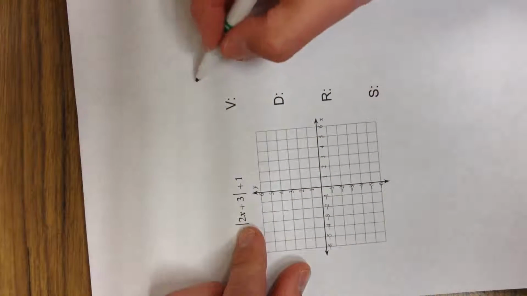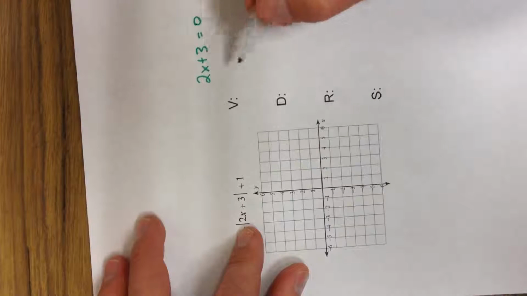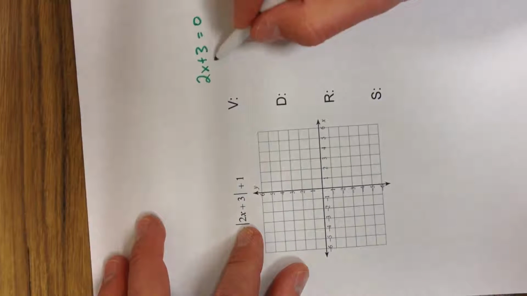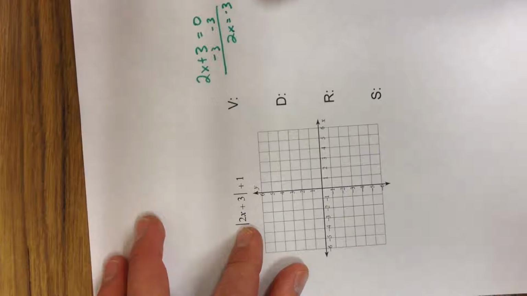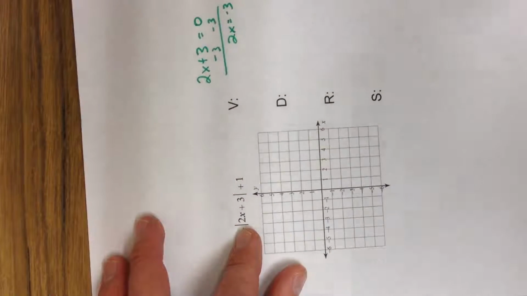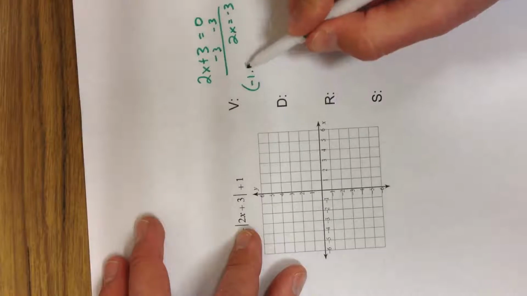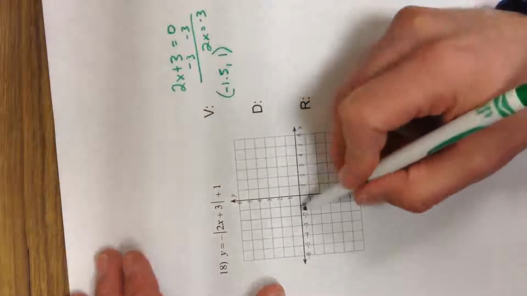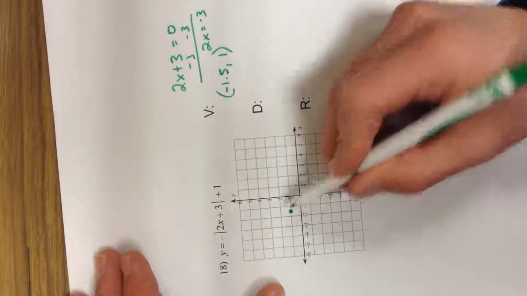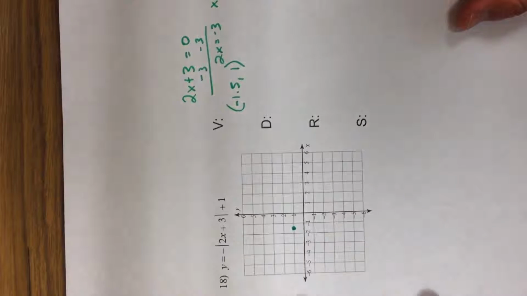All right, this one I'll go a little bit faster. Again, to find this x-coordinate, I have to set that equal to 0, subtract 3, divide by 2. So now the x-coordinate is -3/2, which is just -1.5. And then k is 1. So -1.5, 1 is right there. So that's my starting point.